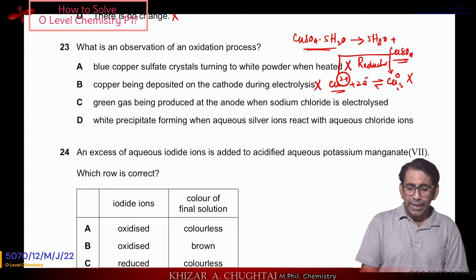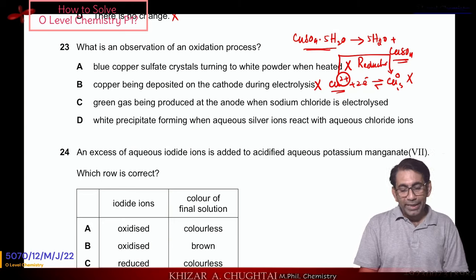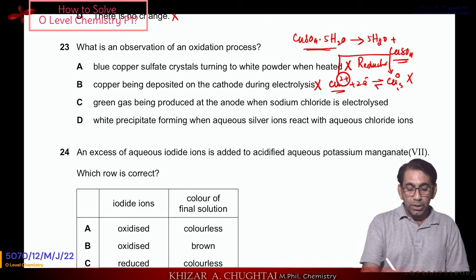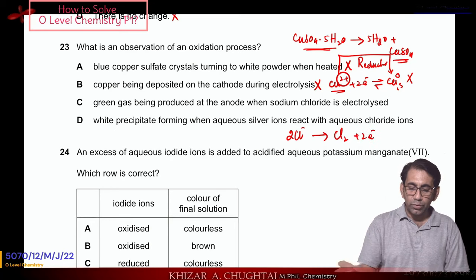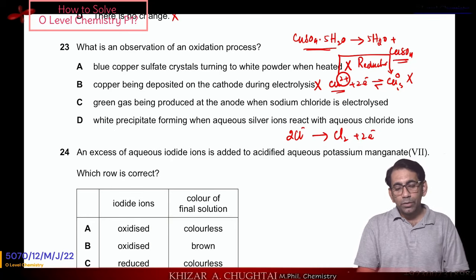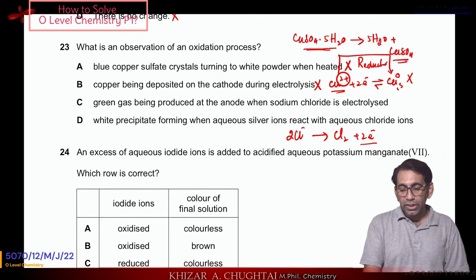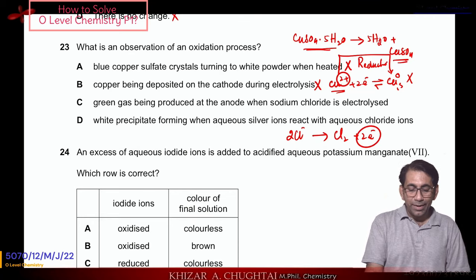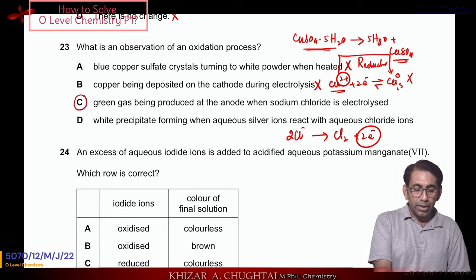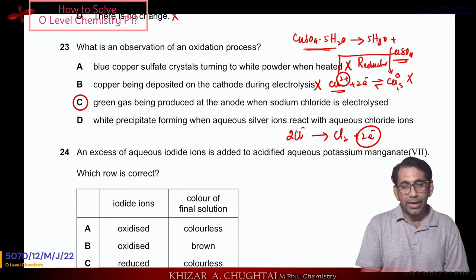C. Green gas being formed at anode when sodium chloride is electrolyzed. So, what is the green gas? You can say that is chlorine, and its equation is 2Cl negative ion going to Cl2 gas, whether aqueous or molten, and there is the loss of 2 electrons. You know that oxidation is the loss of electrons. So yes, here oxidation is happening. C is the correct option.